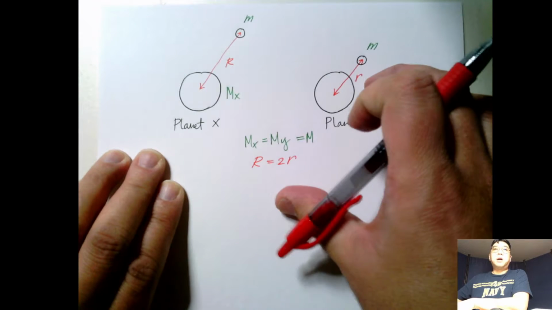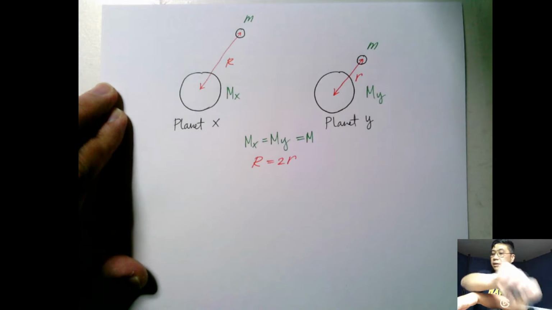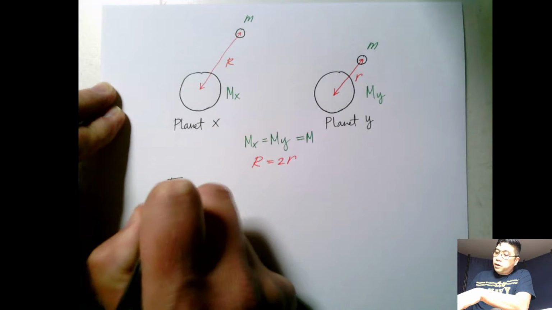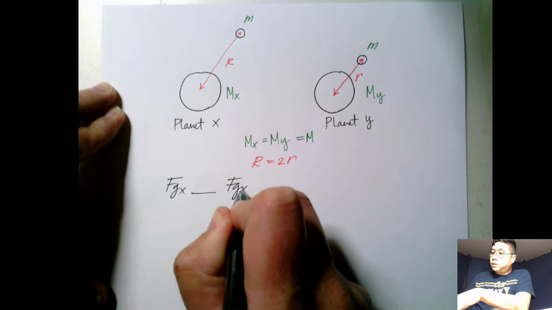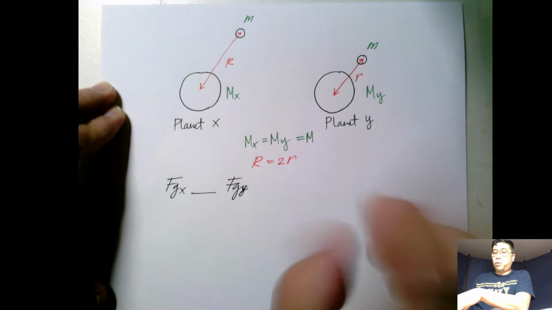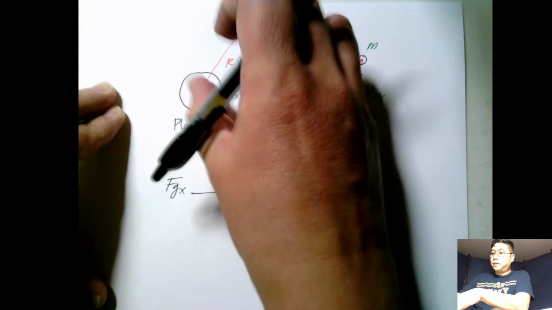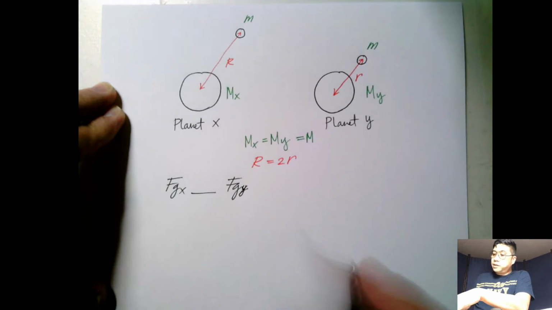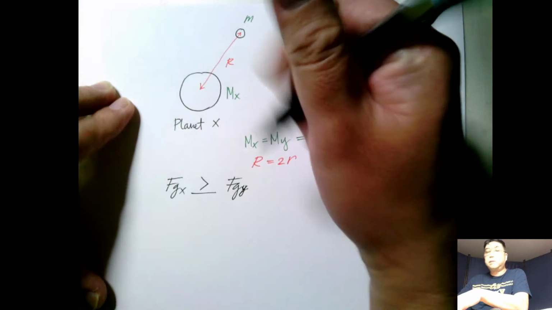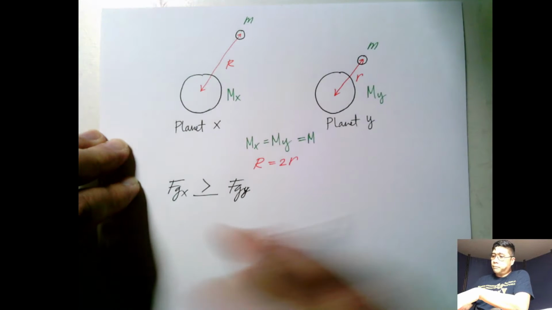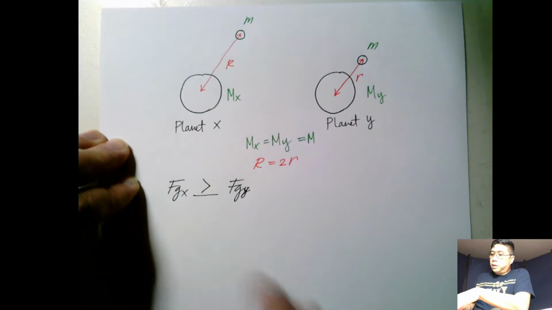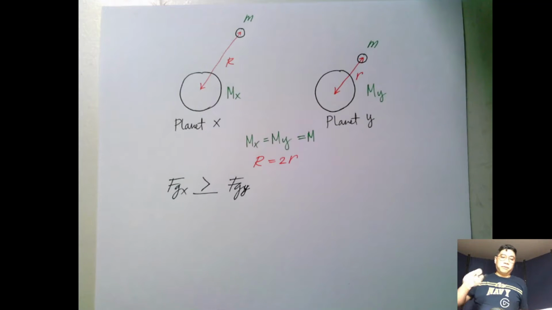How strong or how weak is the force of gravity? The force of gravity between planet X and the satellite is stronger compared to the force between planet Y and the satellite. So we can say Fg of X is greater than Fg of Y. Now, how are we going to prove it?